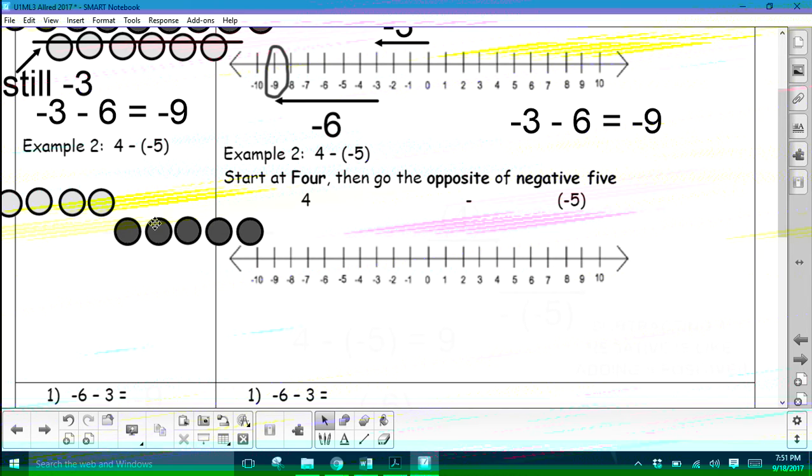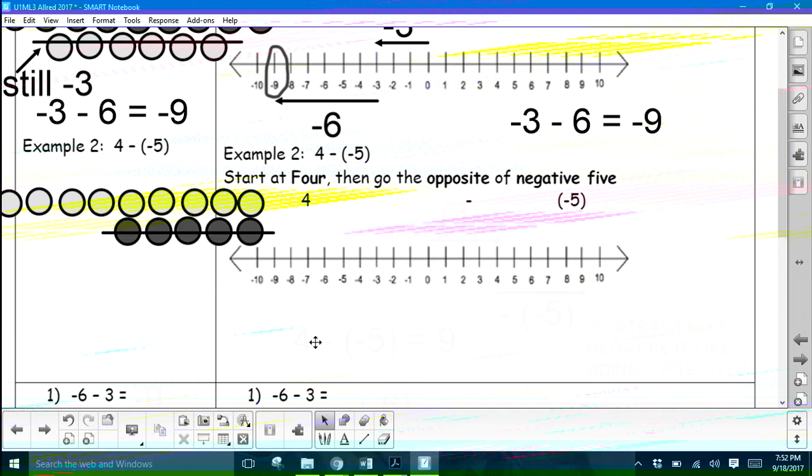And then I can take away, after I put -5 chips in there, I've got to put 5 positive chips up there so that my chips still say +4, but then I can take away those -5 chips. So 4 minus -5 should be +9. There's 9 positive chips left. I can do the same thing right here on this number line.